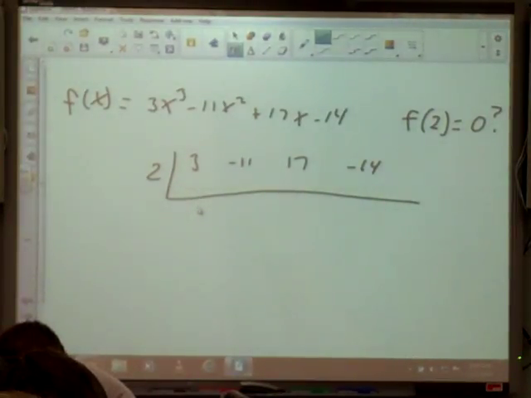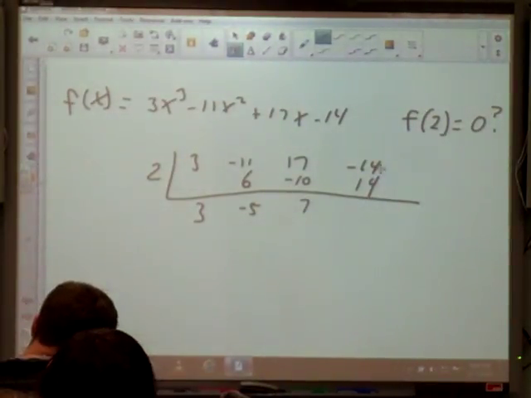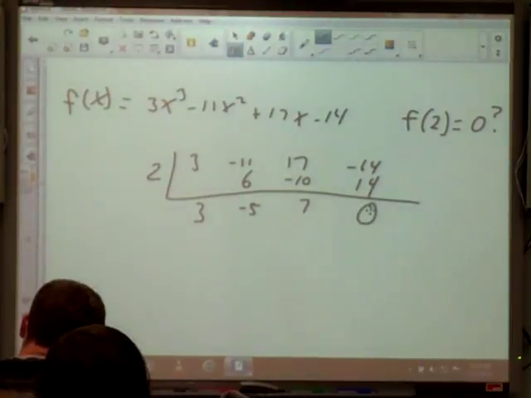Alright, drop your 3, multiply. 3 times 2 is 6. Add, I get negative 5, multiply, negative 10. Add 7. Oh, you know the answer now. Multiply. 7 times 2 is 14. Negative 14 and 14 is 0. So is f of 2 a 0?